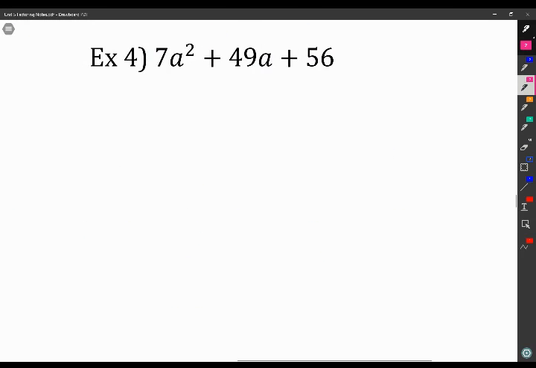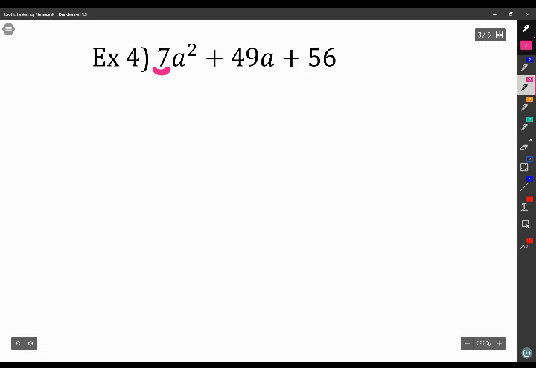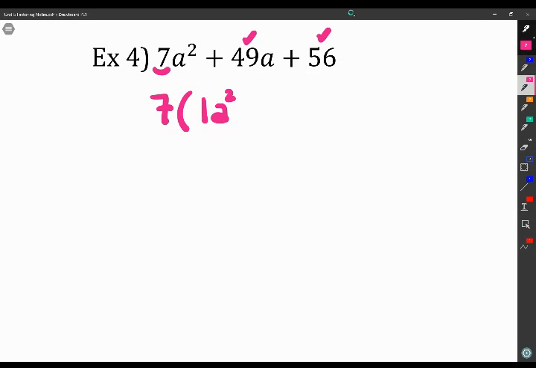When I look at example 4, it's the same idea. I'm looking to see what can I divide out of all of them. So my smallest number is a 7, and so I divide 7 into 49 evenly, and I can divide 7 into 56 evenly. So that's the number I'm going to take out, and then I'm going to divide. So I get 7 divided by 7, which is 1, and then a squared. And I don't take a letter out this time because there's not a letter on the end. 49 divided by 7, which is 7, and 56 divided by 7, which is 8.